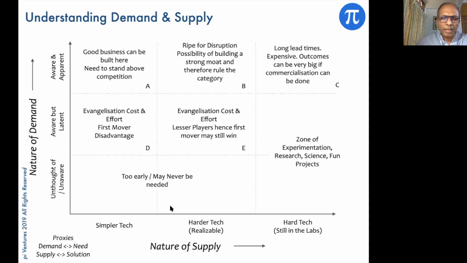I don't think it's that hard a tech. It was more of a design innovation, and they did solve some problems, but it is not so simple a tech also. So I would put it somewhere on this side. I'll put it somewhere closer to this boundary, but on this side. And on the aware and apparent demand, probably it was a latent demand when they launched it, but now it's a very apparent and aware demand. In fact, so many other products have also come, right? So slowly that sector is actually moving towards A slowly.